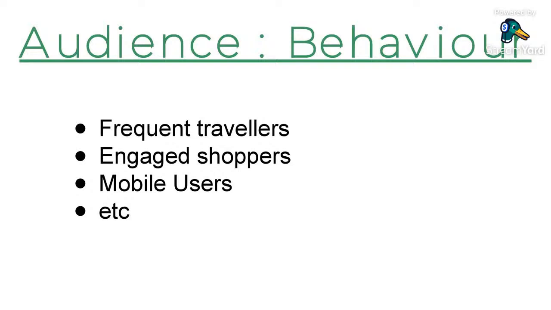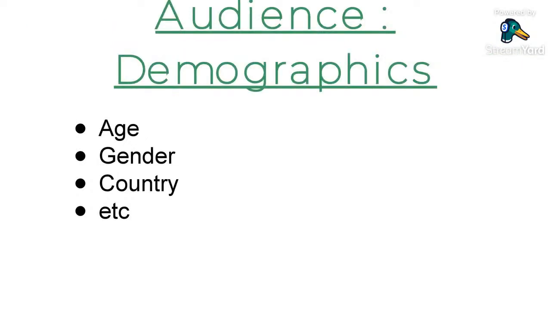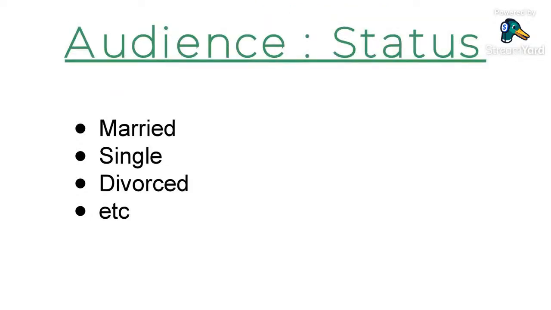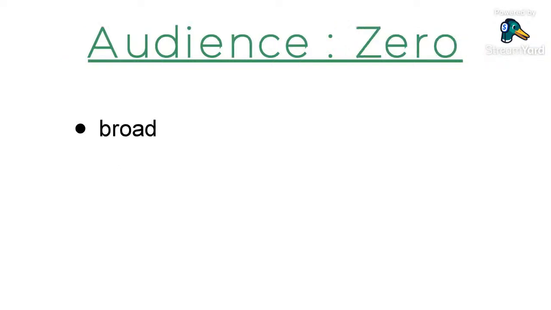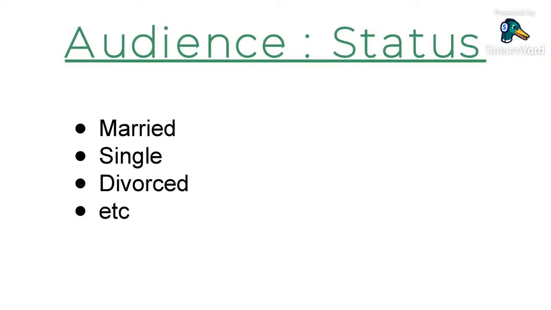Another way to get your audience is by demographics. So you can target their age, gender, country. And this is very, very simple. You do this at your ad set level. Another way you can target your audience is by status. You can target married people. You can target single people. You can target divorced people. You can also target parents, people who are parents.